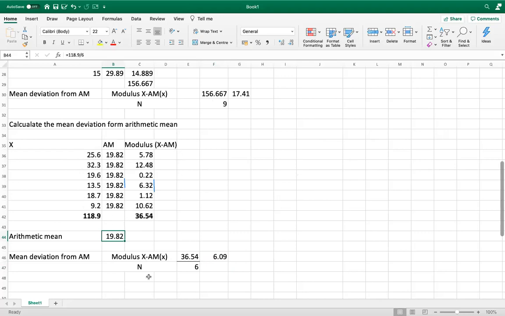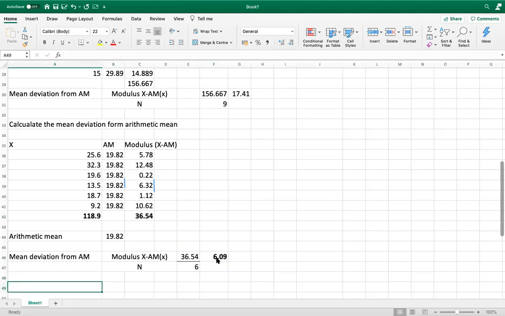Okay? And then here it is 19.82. So 25.6 minus 19.82, 32.3 minus 19.82 and so on. So when I calculate that, I will add all these, summate the entire deviation. When I have summated the entire deviation, I divide it by the number of observations. I get the mean deviation from arithmetic mean. Following all of you?